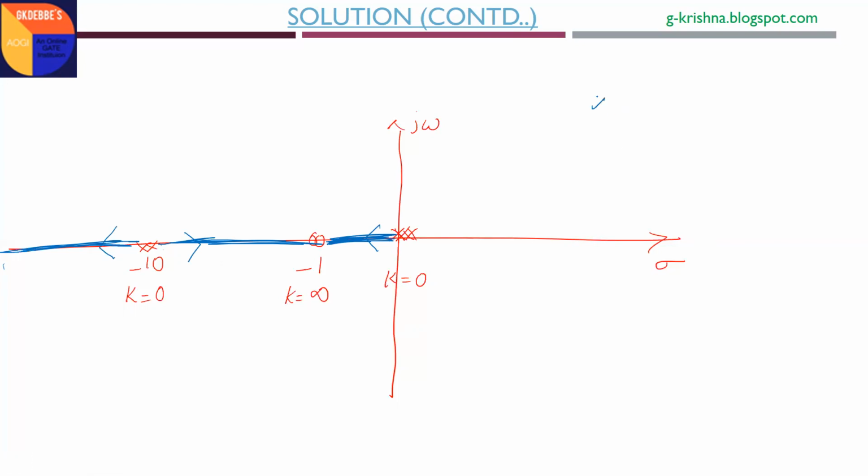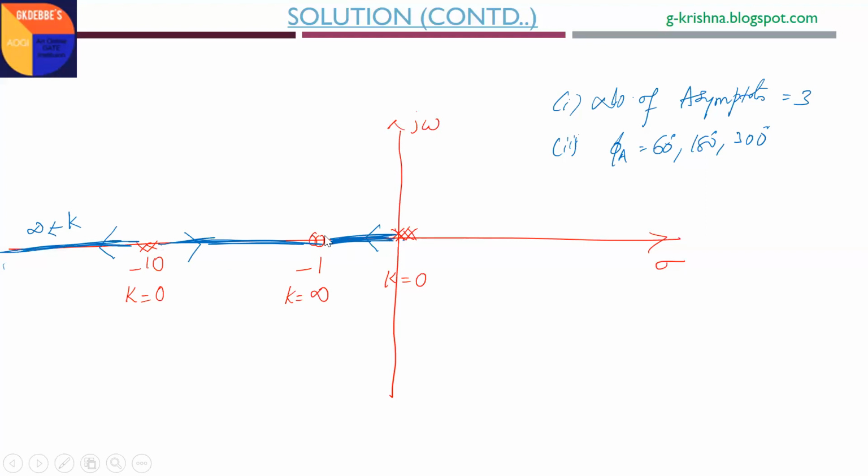How many asymptotes do we have in this example? 3. And what are the 3 asymptotic angles? They are 60, 180 and 300. The branch which terminates simply with 180 degrees is this branch only. One of these poles will terminate simply with 180 degrees, reaching this zero, and one of these poles reaches this zero. Those are your 3 root locus branches.